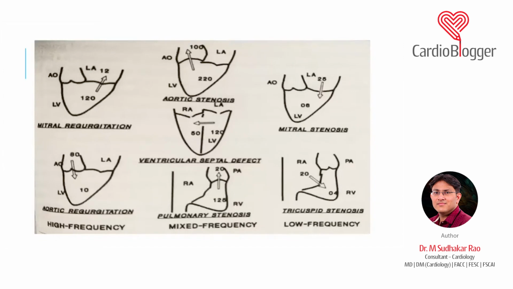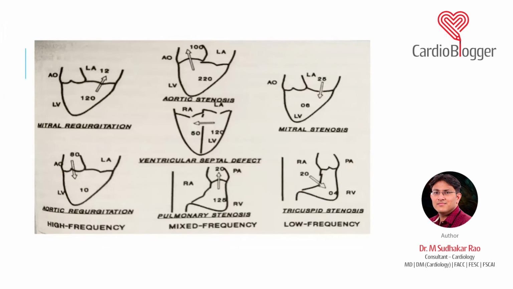Now, this is just a figure to tell you why I told you pitch is important. See, the MR murmur is high pitched because it is a systolic event, and in systole the LV pressure is 120 and LA pressure is 12. So see how much gradient there is, 120 minus 12. Example, in aortic stenosis, again it is a high pitch. Why? Because the pressure in systole in the LV is 220 and in the aorta it is 100, and that is why the gradient of 120 is there.